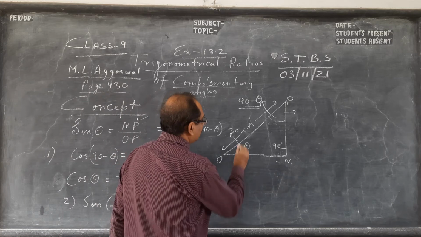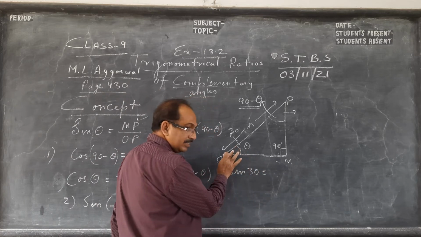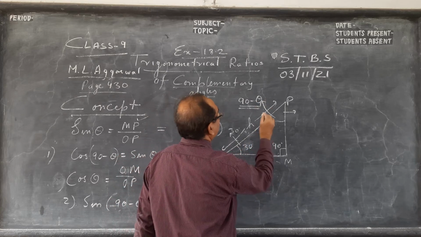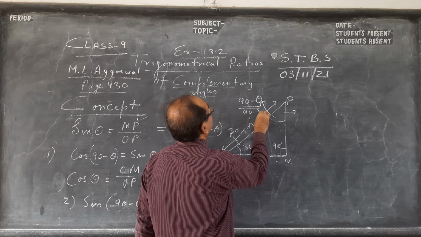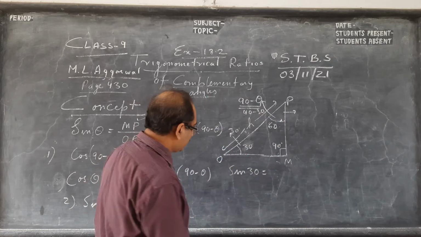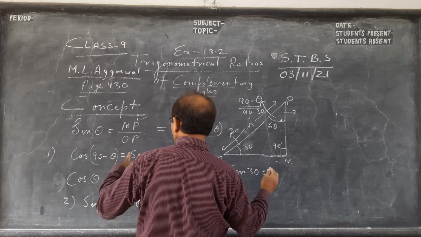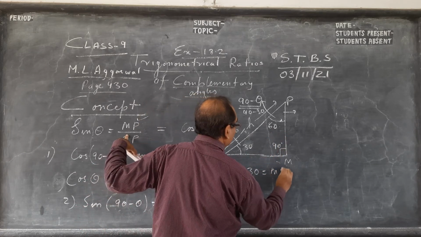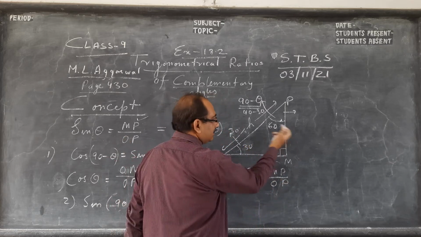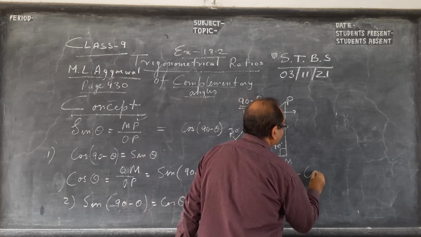Last thing, sine of, suppose this is 30 degrees. Sine of 30, let it be 30. So this angle, children, is 90 minus 30, which is 60. We come to the real picture. So what is sine of 30? As I wrote, MP or PM by OP. Sine of 30 is this by this, which is the same as cos of 60.